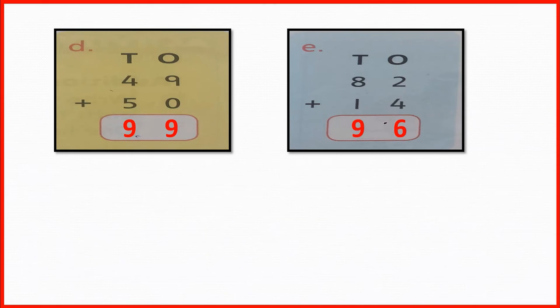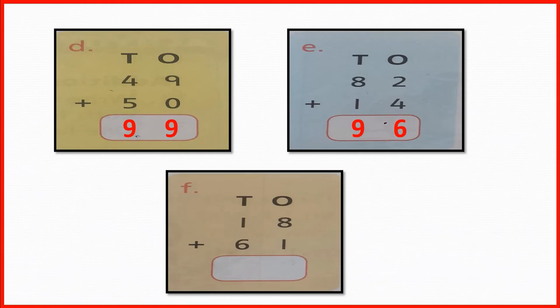The next is add 61 into 18. Let's add. Now you tell me, when 1 adds into 8, then what number comes? Yes, very good. The number comes 9. Now add tens. When 6 adds into 1, then what number comes? Yes, 7. That means the answer is 79.